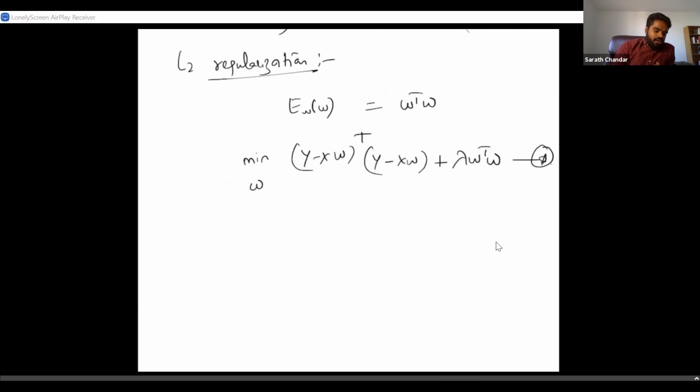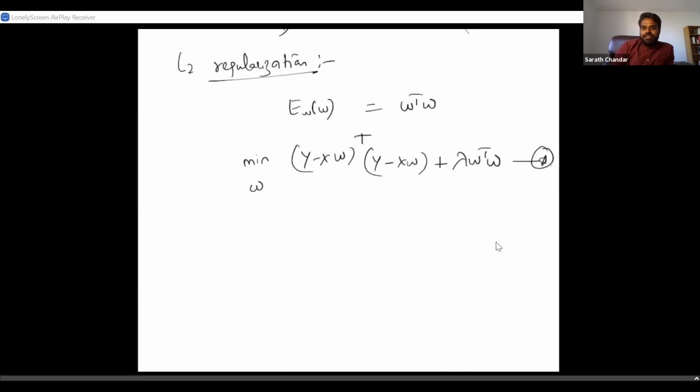When we discussed L2 regularization, we did not solve the problem. We just mentioned that this is a quadratic function of w and has a unique minimum, but we did not derive the solution. So now let's actually derive it. It's simple: you just differentiate this and set it to 0. The first term becomes minus 2 times X transpose (y minus Xw), plus the second one, which is w squared, so 2 lambda w, is equal to 0.